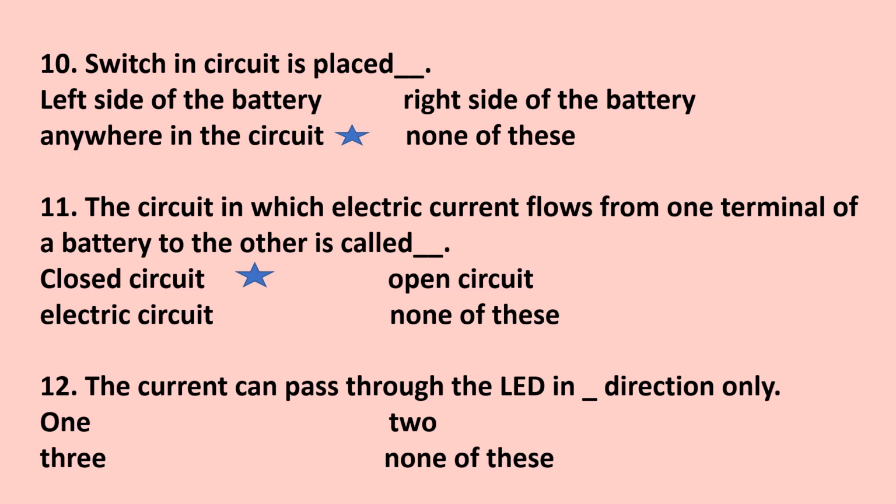Question number 12. The current can pass through the LED in dash direction only. So in LED, electric current can pass in how many directions? One direction, two direction, three direction, or none of these. So the correct answer is one direction.